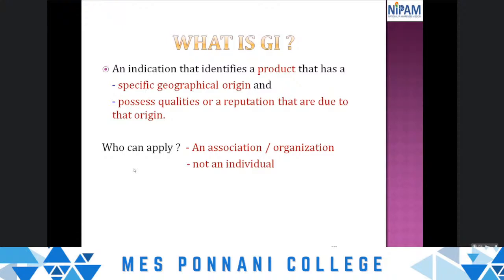Aramula Kannadi is a product from Kerala which has a GI tag. Aramula Kannadi is manufactured by the artisans who are living in or around Aramula. Many of their livelihoods depend upon this particular craft. If the GI registration is given to an individual, then certainly it will affect their livelihood, right? That is why this GI tag can be applied for only by an organization of the producers or an association of the producers and not by an individual.